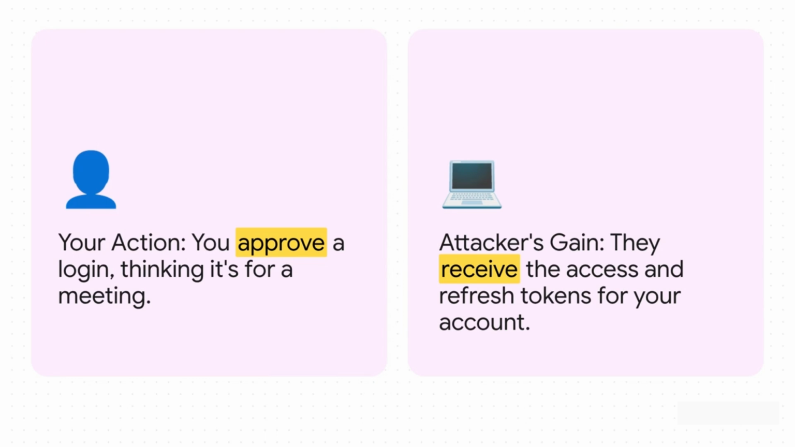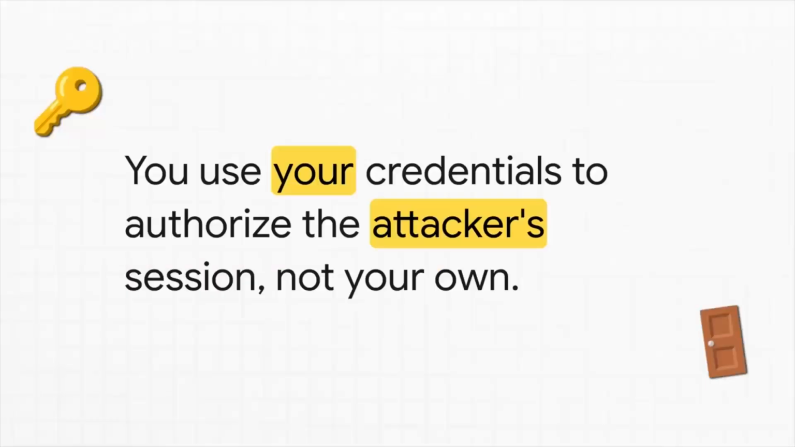So here's the disconnect, the sleight of hand. You think you're joining a meeting. You enter the code they gave you, you get that multi-factor authentication prompt on your phone, and you hit approve. But that code, that wasn't for a meeting. That code was generated by the attacker on their machine. So when you approve the login, the access tokens, the literal keys to your account, are sent directly to them. You have just used your own perfectly valid credentials to authorize the attacker's session.